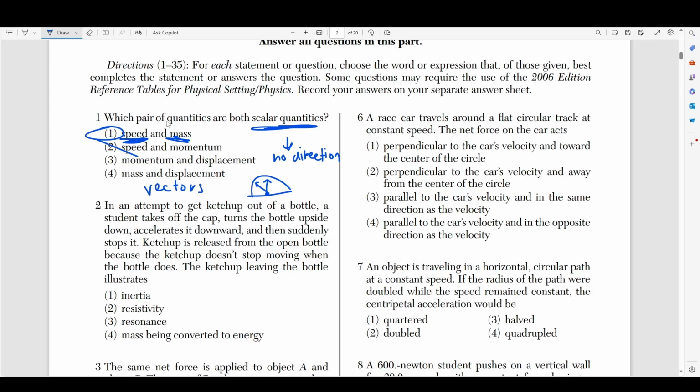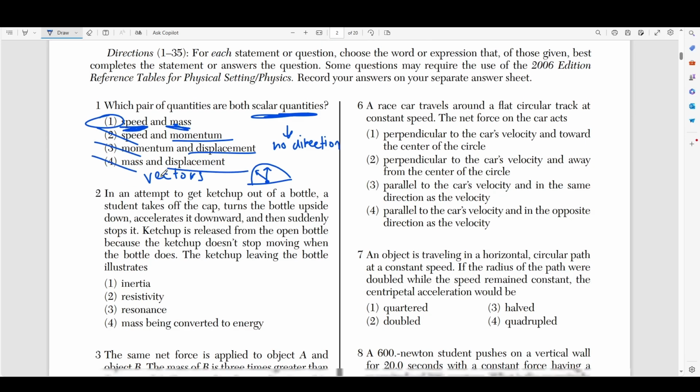Number two is wrong because momentum has direction, right? You have momentum in a direction. If you run forward, then your momentum is forward, like it's in that direction that you're running in. Momentum and displacement have direction, right? Displacement is by how much you moved from your starting point and where you moved from your starting point. And four is wrong because displacement, once again, is a vector, right?